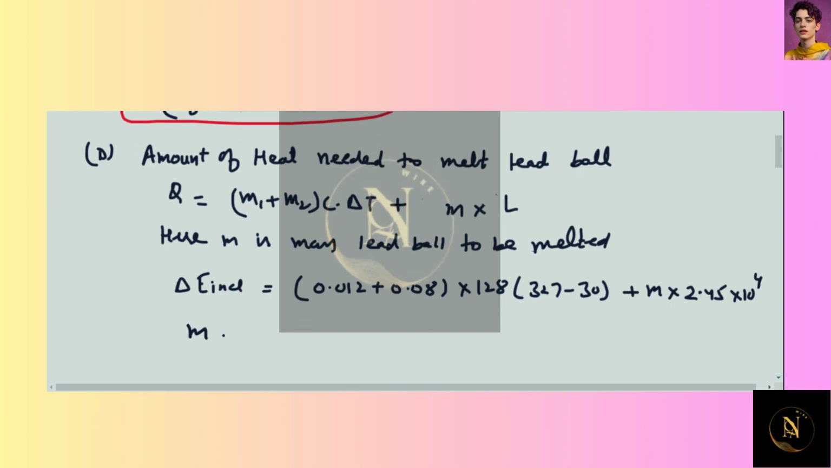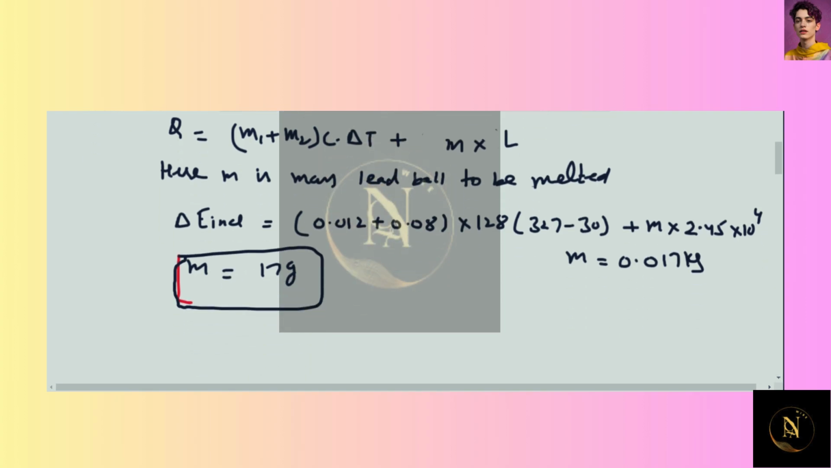So mass of the lead melted is 17 gram. So out of 20 gram, only 17 gram gets melted.